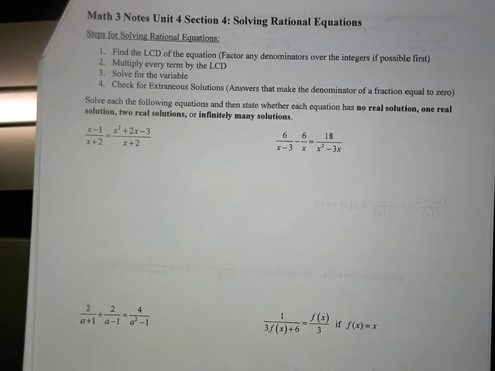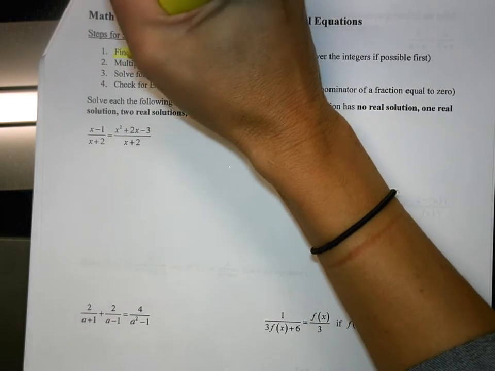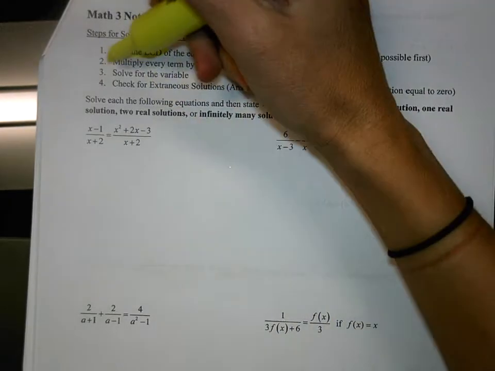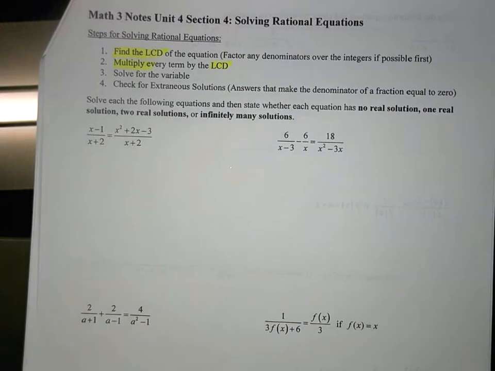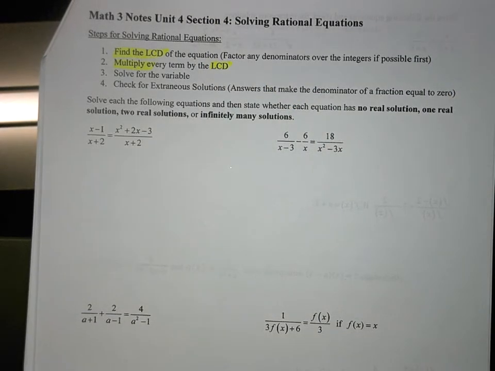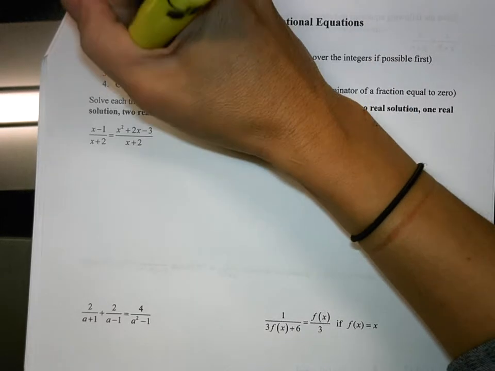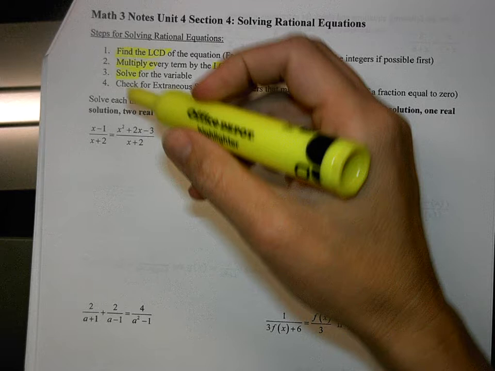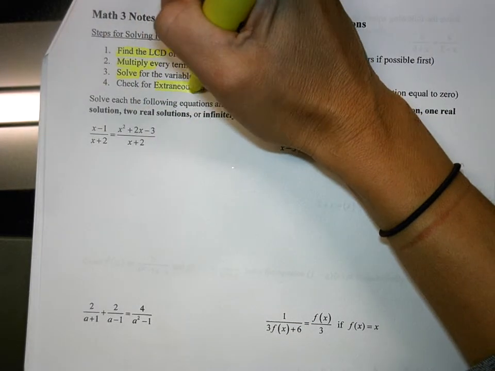The first thing you want to do is find the LCD of the equation. Okay, after that, you are going to multiply every term by the LCD. Once you do that, you will end up being able to solve for your variable. And then the last thing is that you need to check for extraneous solutions.